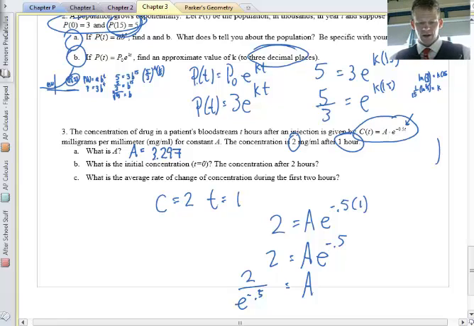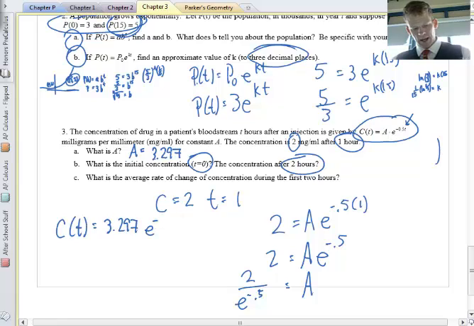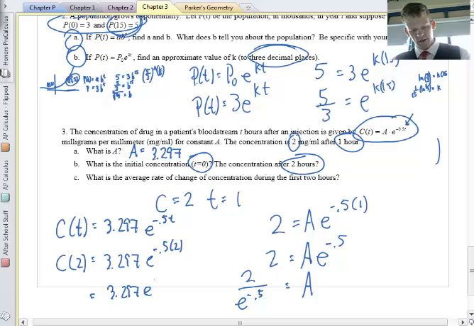What is the initial concentration at t equals 0? That is what the A value is. That's kind of a redundant question, just trying to make sure you understand what the A value actually represents. What's the concentration after 2 hours? Well, then you would take the function C of t. Now you have all the variables defined: 3.297 e to the negative 0.5 t. You would plug 2 in there for t, and this would actually be e to the negative first power. So this would be like 3.297 times e to the negative 1.